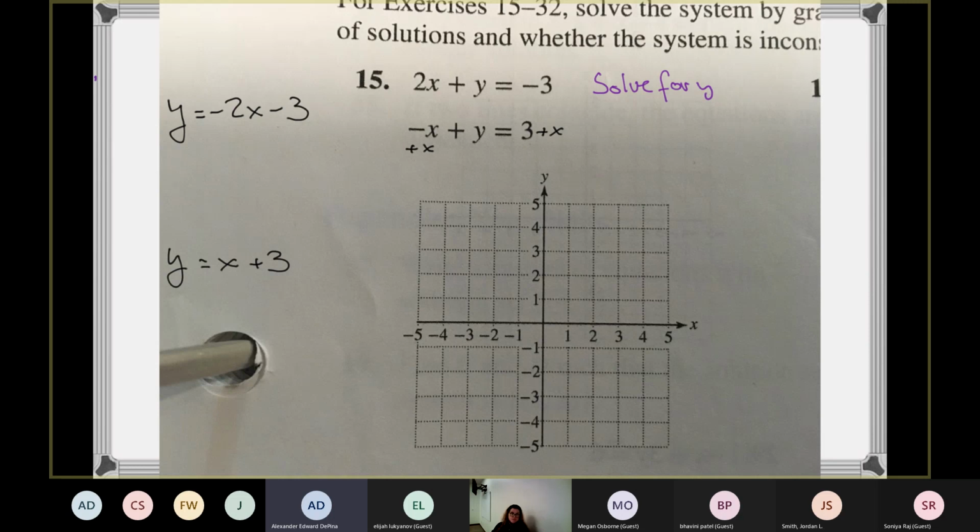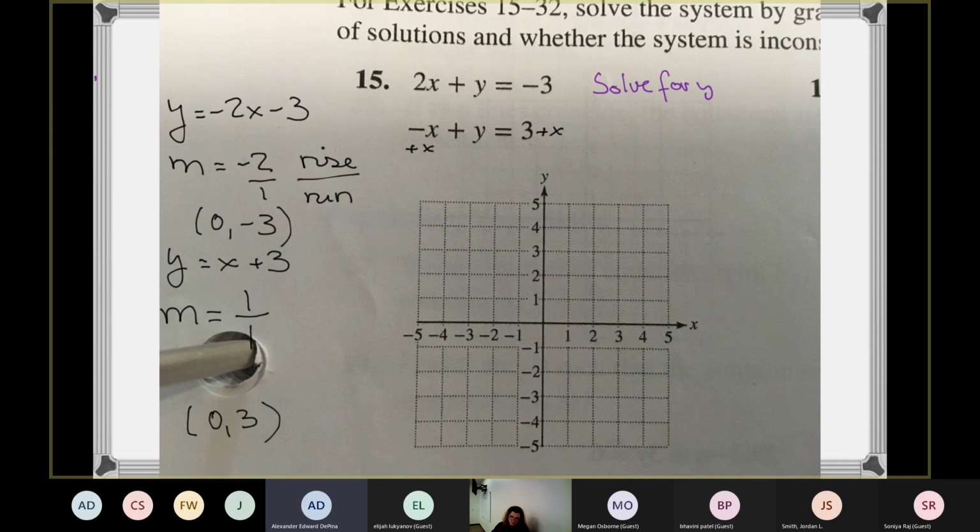Let's recap what we just had a test about. What is the slope for the first equation? -2/1, and the y-intercept is? -3. Rise over run, don't you forget it. And for the second equation, the slope is? 1, not x. 1/1, and the y-intercept is (0, 3). Okay.